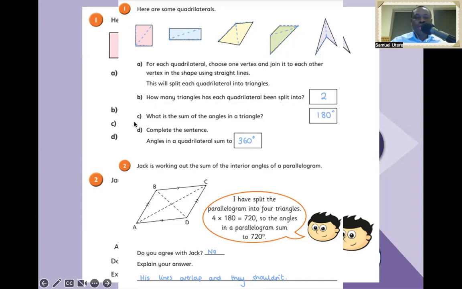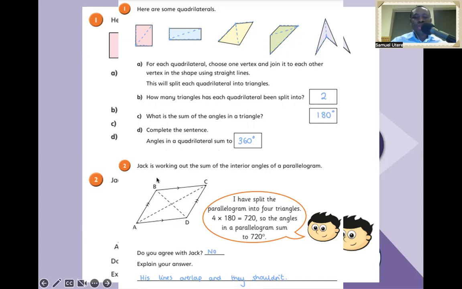Next, for B, you were asked, what is the sum of the angles in a triangle? That's 180 degrees. And next, you were asked to complete the sentence: angles in a quadrilateral sum to 360 degrees.